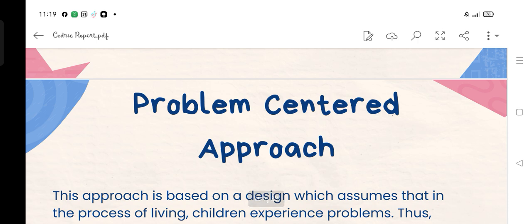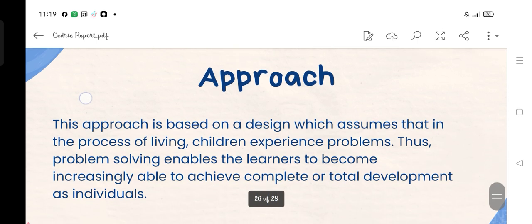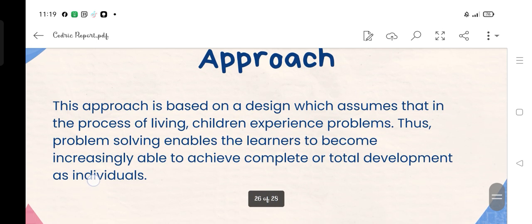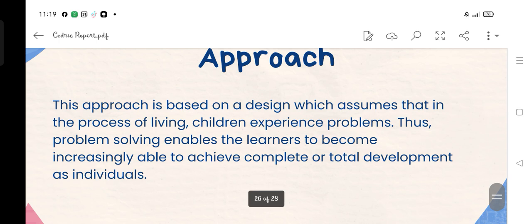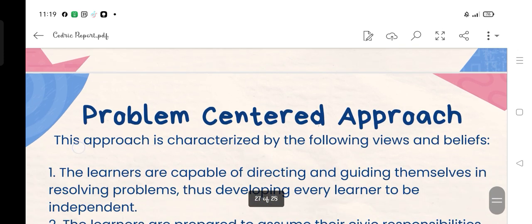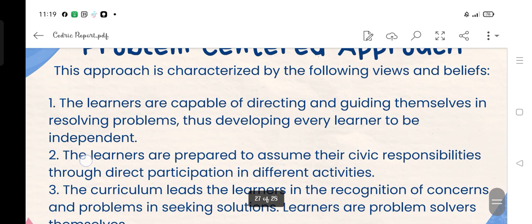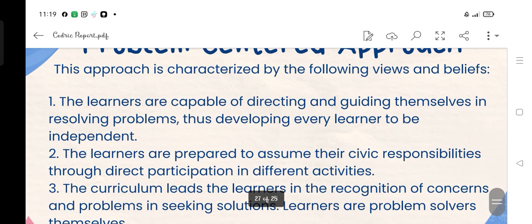Next one is the problem-centered approach. And this is the last one as well. So this approach is based on a design which assumes that in the process of living, children experience problems. So thus, problem solving enables the learners to become increasingly able to achieve complete or total development as individuals. So problem-centered approach. This approach is characterized by the following views and beliefs.